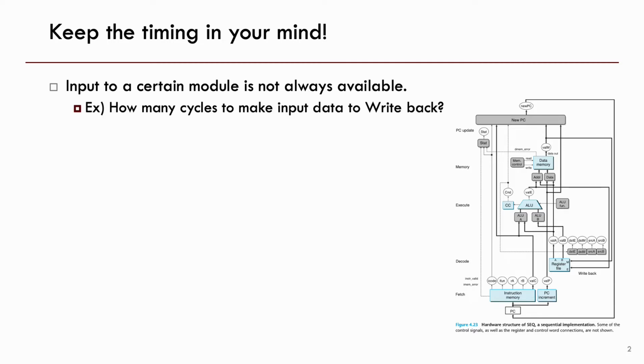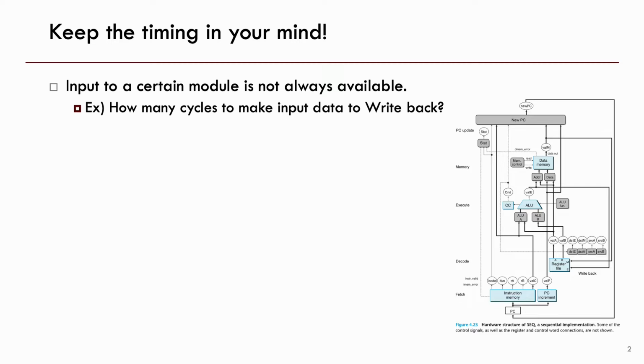Okay, again, why is it important? Because a certain input to a certain module or a certain stage is not always available. So for example, let's think about how many cycles it takes to make input data for the write back stage. Let me annotate on the data path. Okay, so what are the input data to the write back stage?